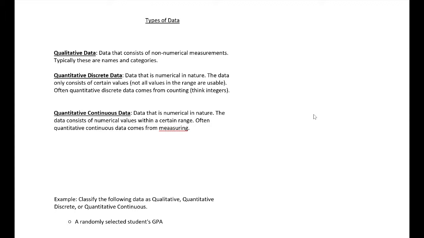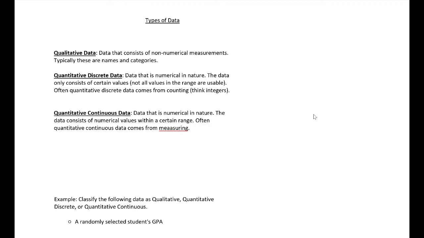On the other hand, quantitative variables are numerical in nature, but we like to break down these numerical values into two different categories. You have what's called quantitative discrete, and you have what's called quantitative continuous. For quantitative discrete, we're dealing with numerical data, but discrete means that there are gaps in the numbering system.